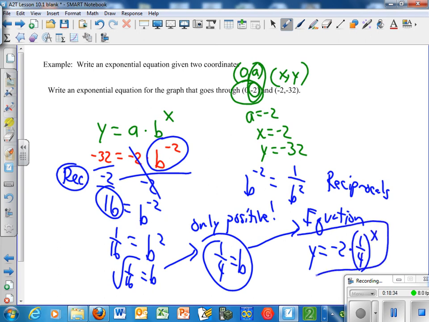Now, to relate it to something we talked about earlier, notice the base is a fraction, so this would be an exponential decay. The 1/4 that you're raising to the x power is a fraction between 0 and 1, so it would be exponential decay. Now, a is negative here, which means when you graph this, it's going to be below the x-axis. All your values are going to be negative for y. And that's Lesson 10.1.